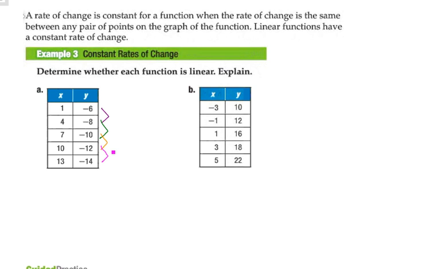Okay, so this is what it's going to look like. We're going to have to look at the difference between those. We have -8 minus a -6, looking at the change between them. Make sure we have 2 negatives in there, over 4 minus 1. We have to see if that's the same as -10 minus the -8 over 7 minus 4. We have to see if that's the same between -12 minus -10 over 10 minus 7, and so on.